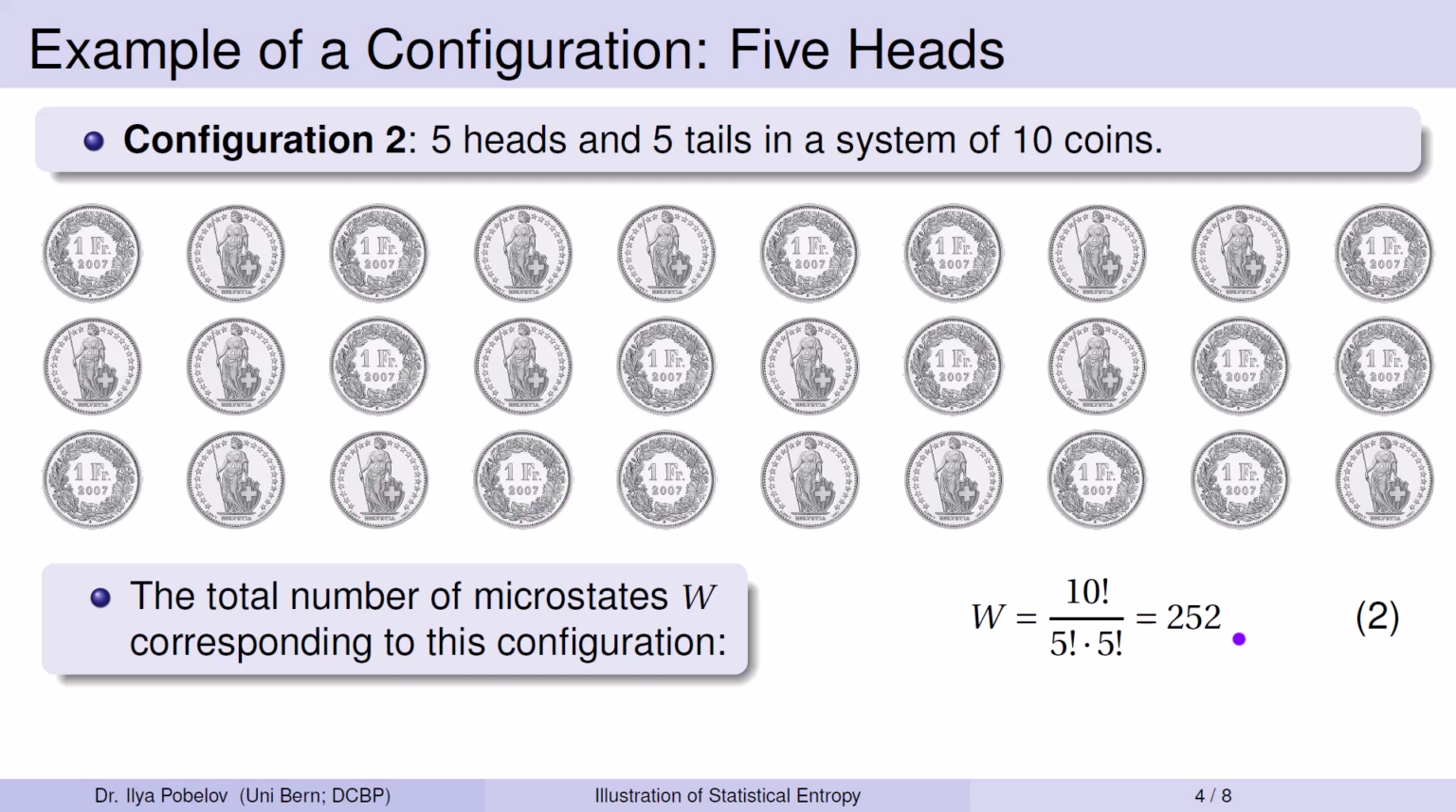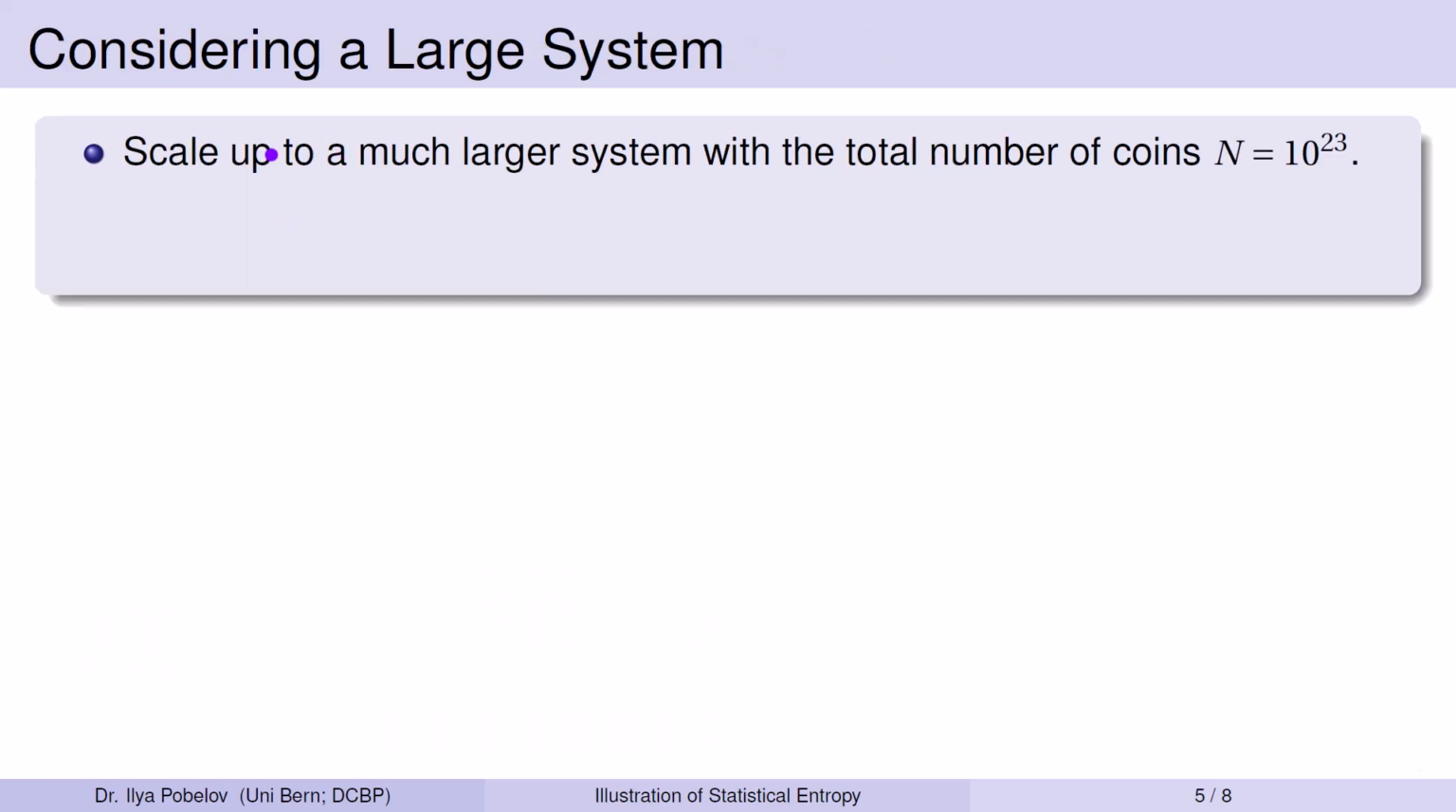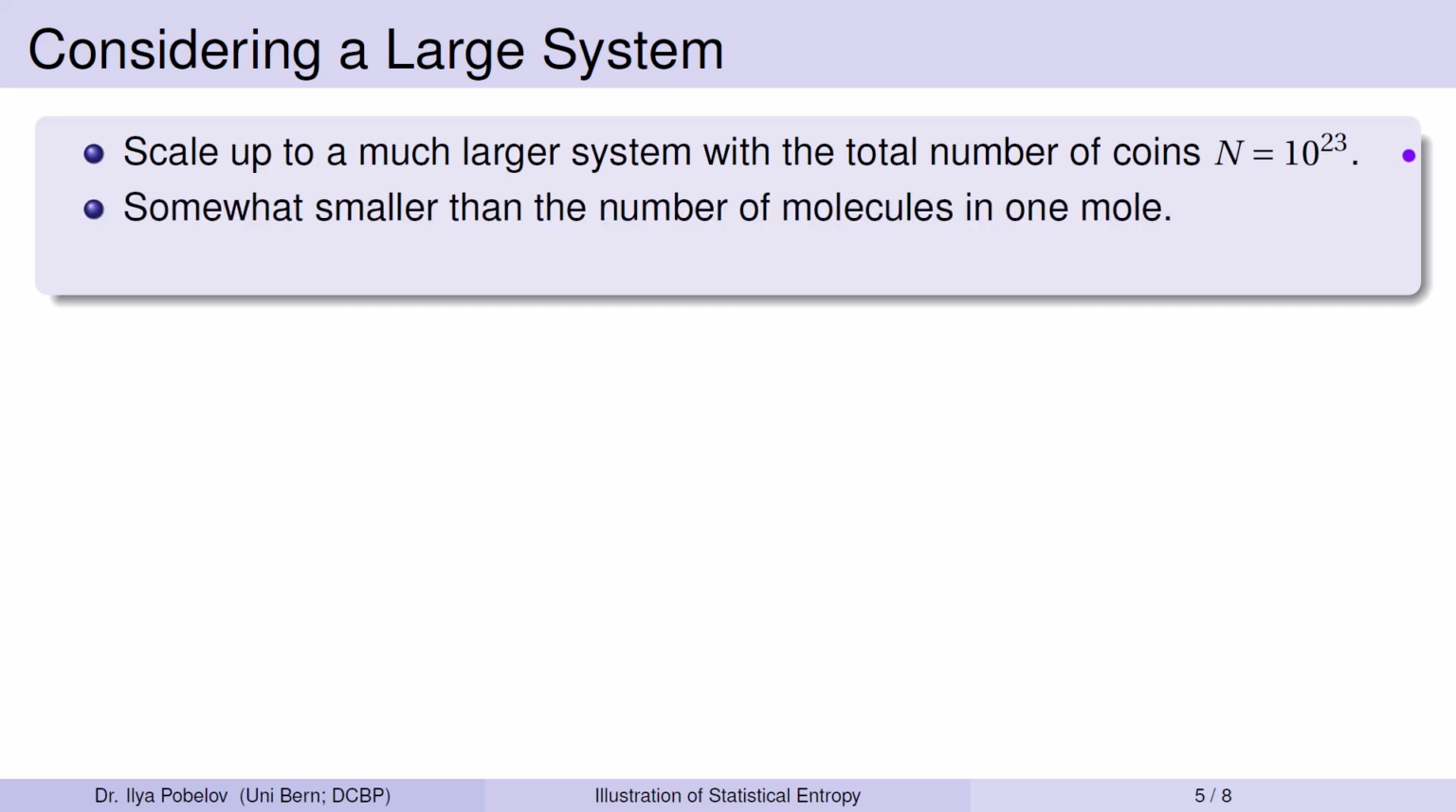As you can see, the number of microstates is much higher here than for the previous configuration with 2 heads. This larger number of microstates indicates, as expected, that the configuration with 5 heads is more probable than the one with 2 heads. Let's now scale up to a much larger system where the total number of coins, denoted by n, equals 10 to the power of 23. This number is somewhat smaller than the number of molecules in 1 mole of a substance.